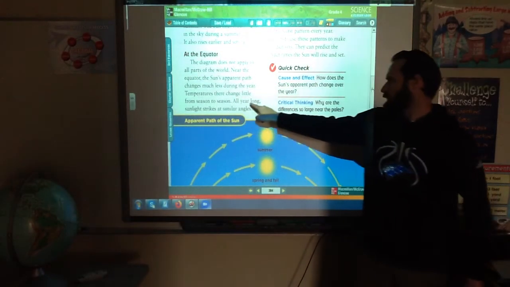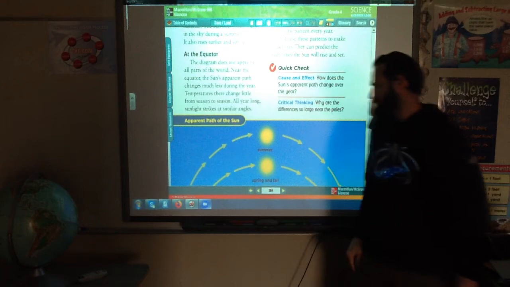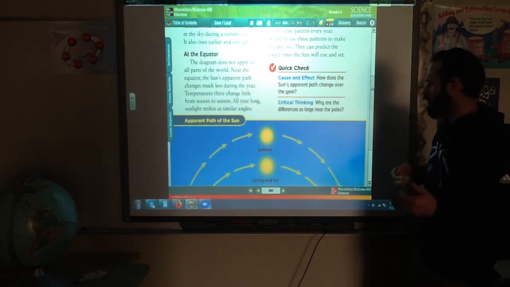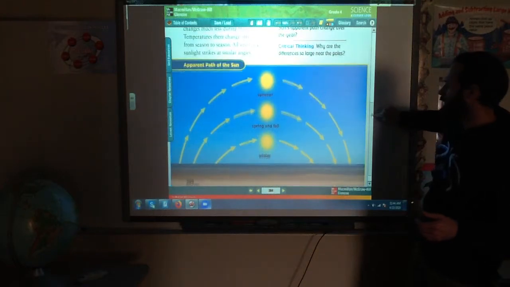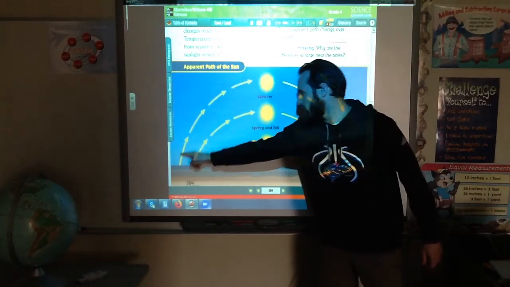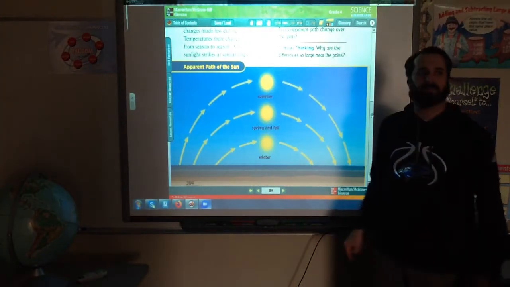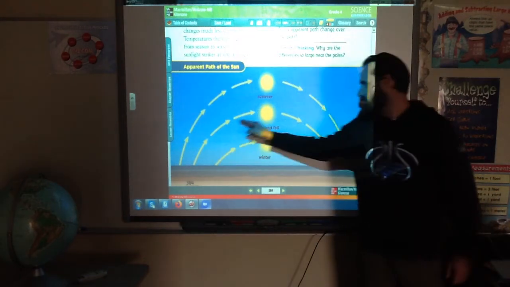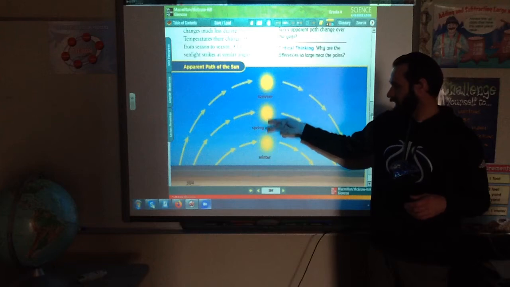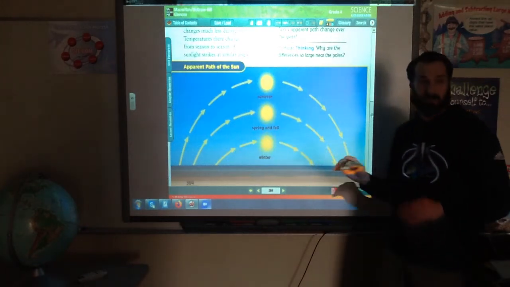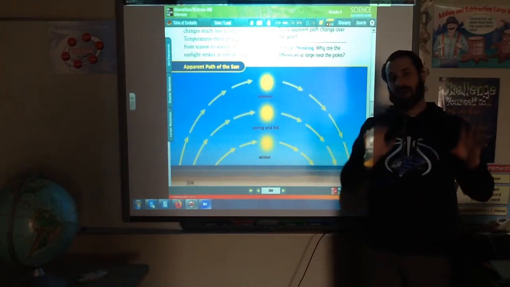From season to season, all year long, sunlight strikes at a similar angle. At the equator, it's going to be warmer all year. This is the diagram that they were talking about. In the summer, the sun is going to rise and go way up high in the sky. In the spring and fall, like right now, it's getting a little bit higher in the sky than it did in the winter. In the winter, sometimes the sun barely gets up over the horizon.